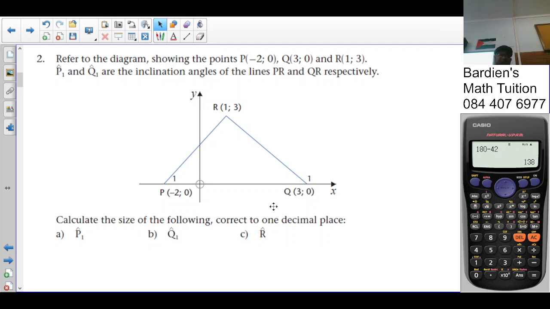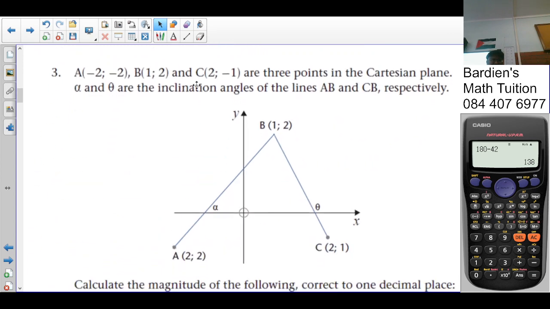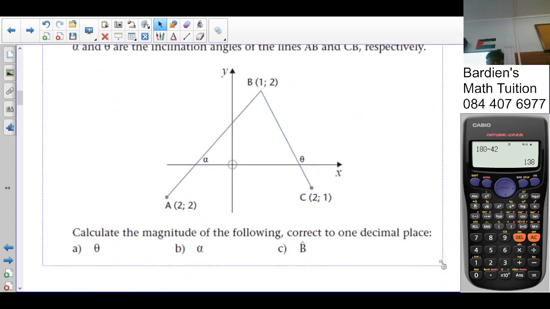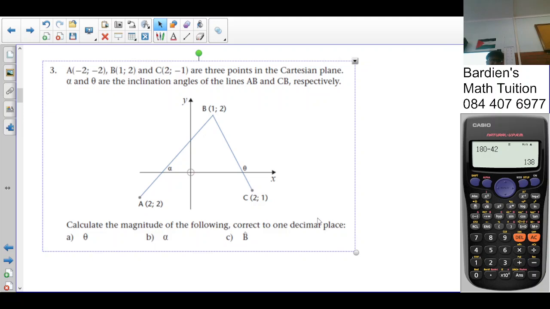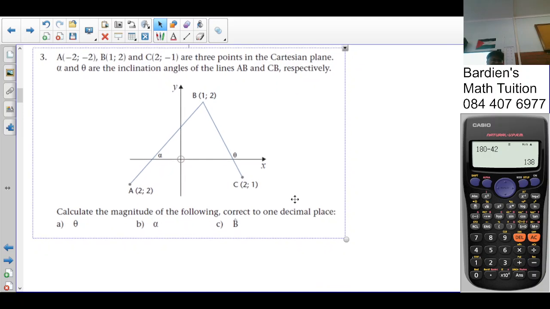Okay, so number 2, in A, they ask you to work out P1. Once you got P1, they ask you then to work out angle Q1. And then they ask you to work out angle R. Here we're going to say exterior angle equals the sum of the two interior opposite angles. So no problems in number 2. Number 3. Any issues here? Yes, okay.